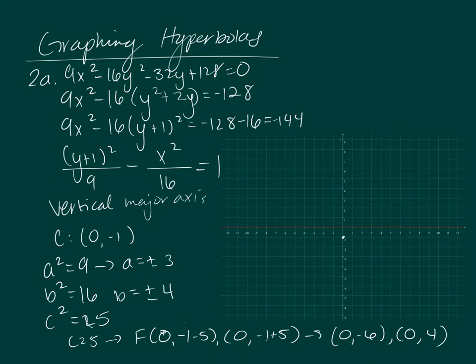Okay. And then, since a squared, it's vertical major axis, right? A squared goes with y, so it's going to go up 3, 1, 2, 3, and down 3, 1, 2, 3. And then b belongs with the x, right? Here and here. So that means that b is going to go 4 to the right, 1, 2, 3, 4, and 4 to the left, 1, 2, 3, 4. And then we're going to create our box.